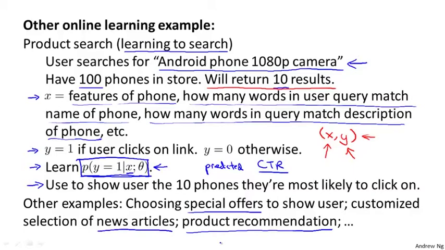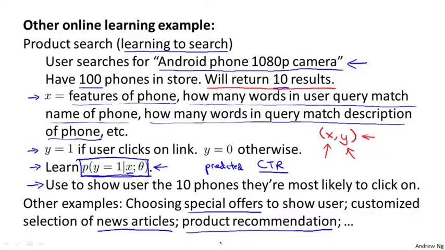So that was the online learning setting, and as we saw, the algorithm that we applied to it is very similar to the stochastic gradient descent algorithm, only instead of scanning through a fixed training set, we're instead getting one example from the users, learning from that example, then discarding it and moving on.